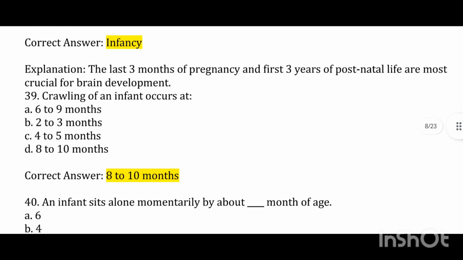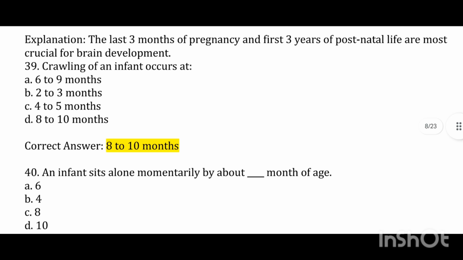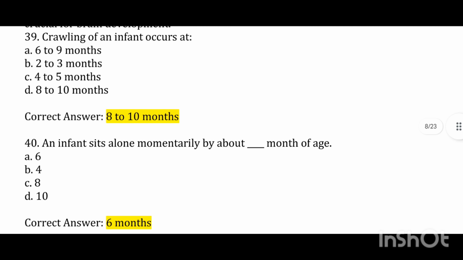Then comes to the question number 40. An infant sits alone momentarily at about dash month of age. The options are 6 month, 4 month, 8 month, 10 month. For this question, the correct answer is option A, that is 6 month.